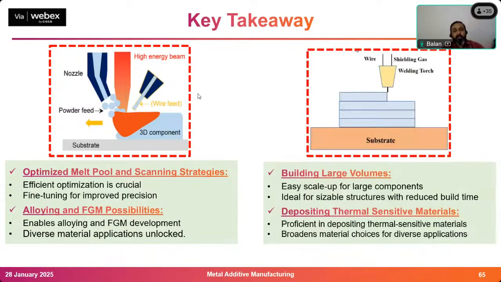Next is wire arc additive manufacturing. What is the advantage of wire arc additive manufacturing? Deposition rate is very fast, and by using the CMT WAAM process, we use thermal sensitive materials like aluminium or magnesium that can be easily printed. So large volume deposition of thermal sensitive metals can also be done. These are the two important takeaways.